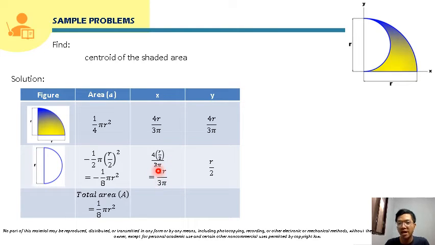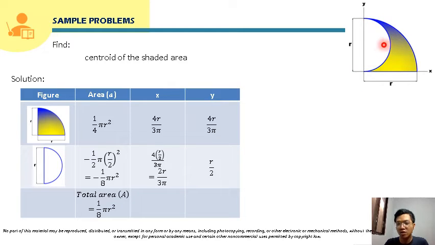So that will now be the x-coordinate. They are both positive, since these coordinates are located at the right of the reference point. Now for the y-coordinate of the quarter circle, the y-coordinate of its centroid will be this distance. This distance is also 4r over 3 pi.